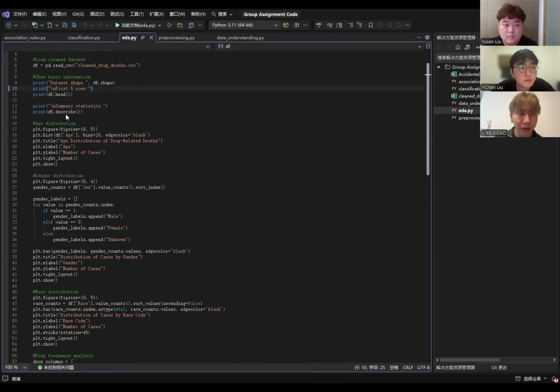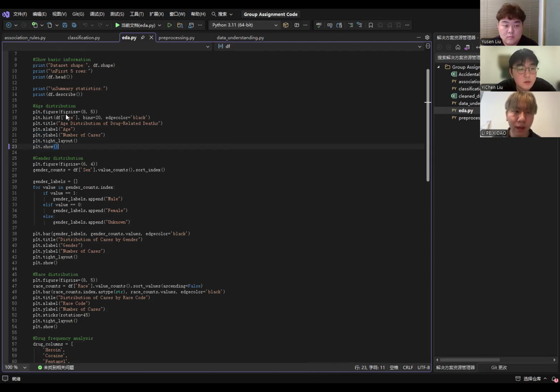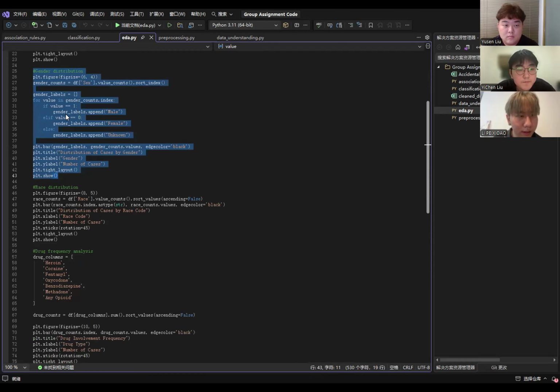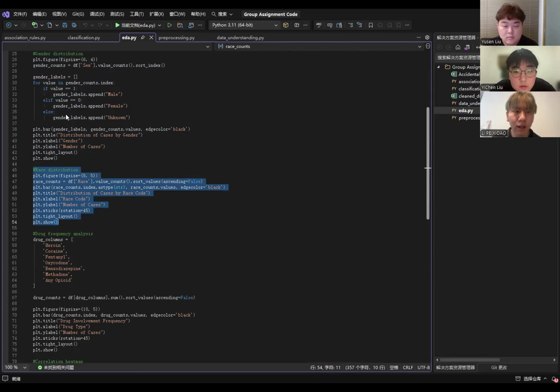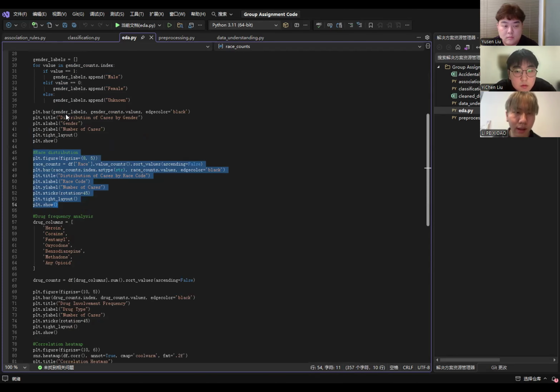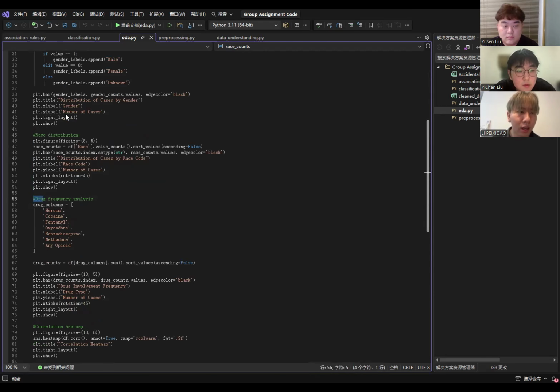This first graph is the age distribution. We use a histogram because it shows how the cases are spread across different ages. This section creates the gender distribution chart. It helps us compare the number of male and female cases. This part sums up the binary drug columns and shows which drugs appear most frequently in the dataset. This is useful because it gives us an early idea of which substances are most common.